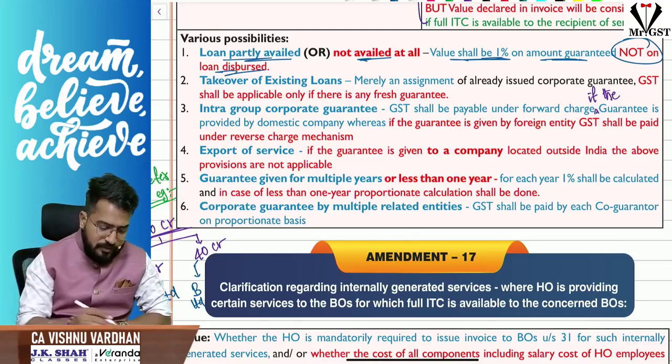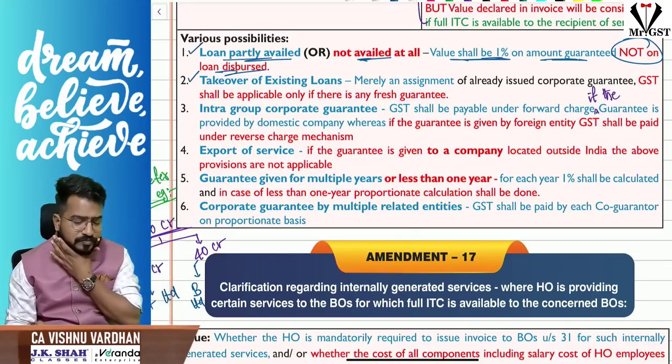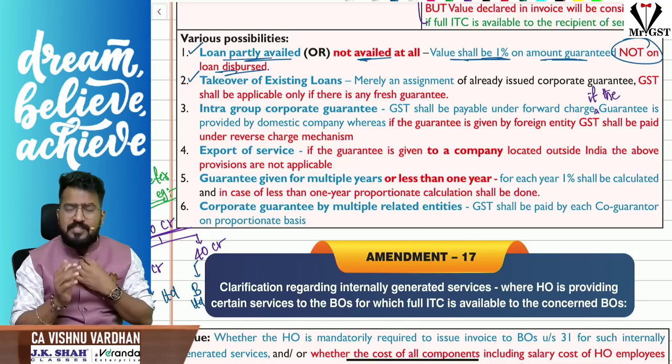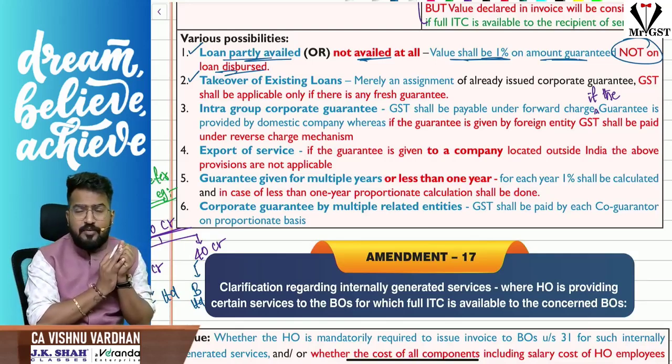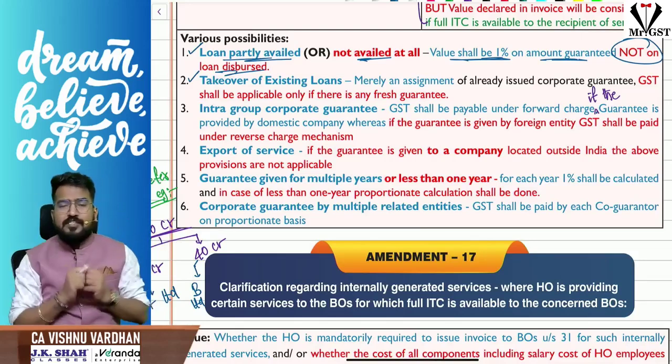So that is the first one, right? We are done with this. Next, the second one. Sir, what is the second one? Takeover of existing loans. That means, normally HDFC Bank is having a loan and we are shifting it to ICICI Bank. So this takeover of existing loan is there, no?